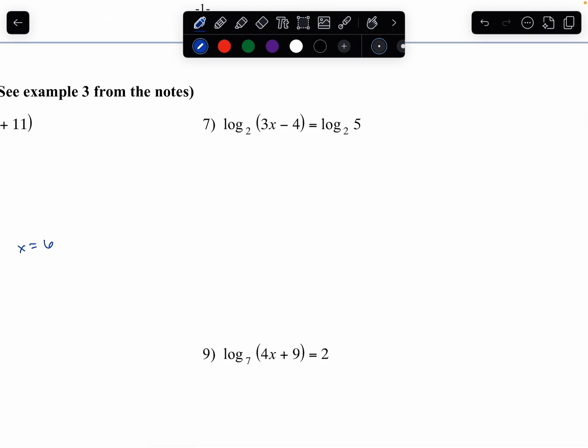Okay, likewise in this case right here, this is log base 2 and log base 2. They share the same log base, so I just need to make sure that these match. So 3x minus 4 has to be equal to 5. I'll add 4 and add 4, and I'll get 3x is equal to 9. Divide both sides by 3, and I'll get x is equal to 3.